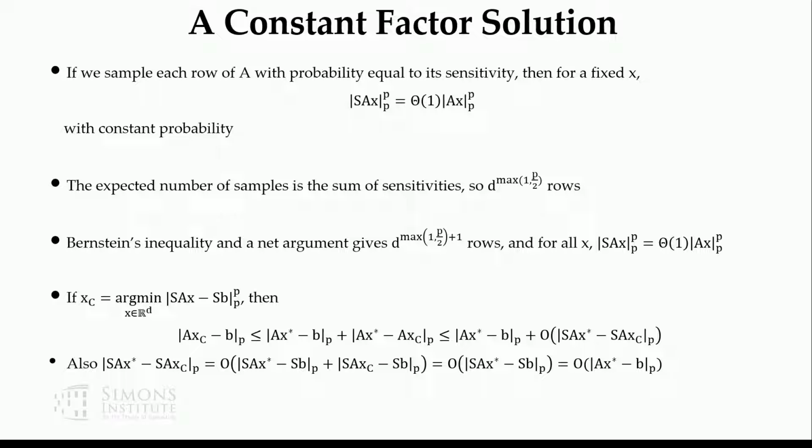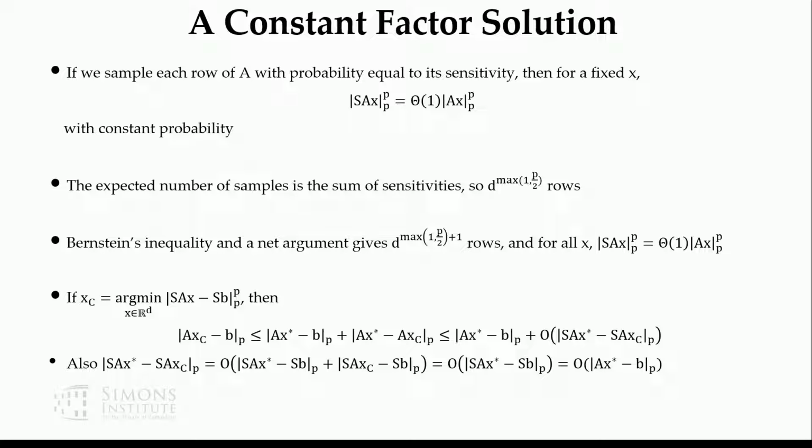Finally, what do we know about this sum? Well, xc is the optimal solution to the sampled problem, right? So that means that this p-norm is at most this p-norm, where x* is the optimal solution to the original problem. Okay, so we just need to understand what is the p-norm of SAx* minus Sb.